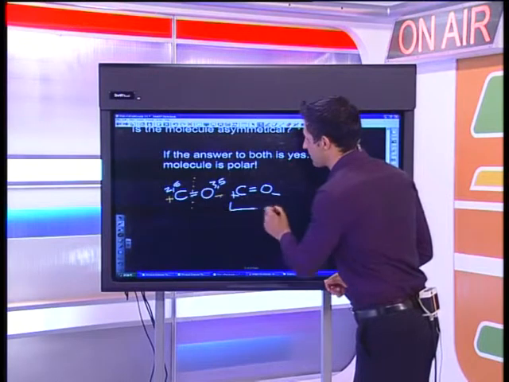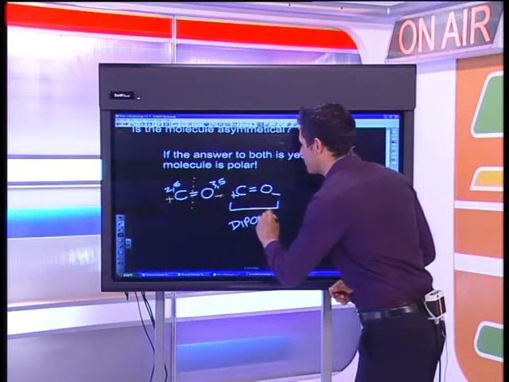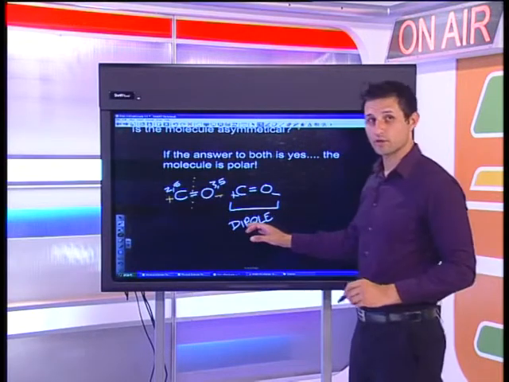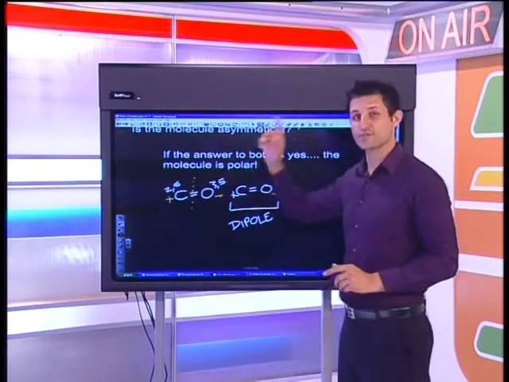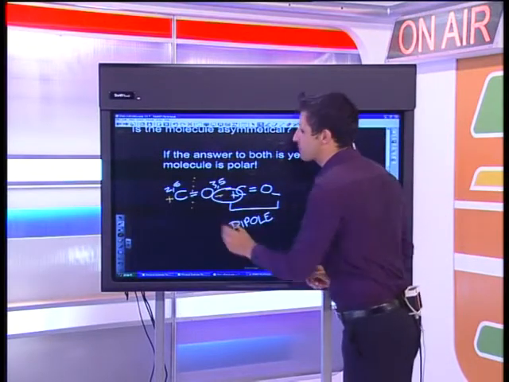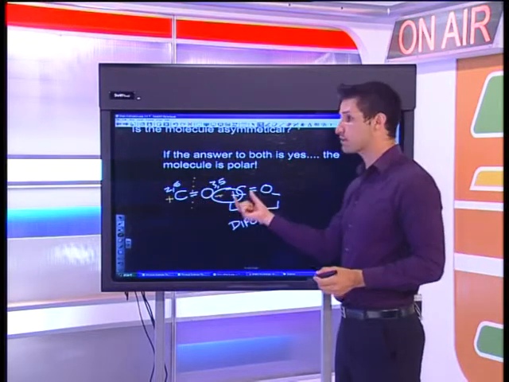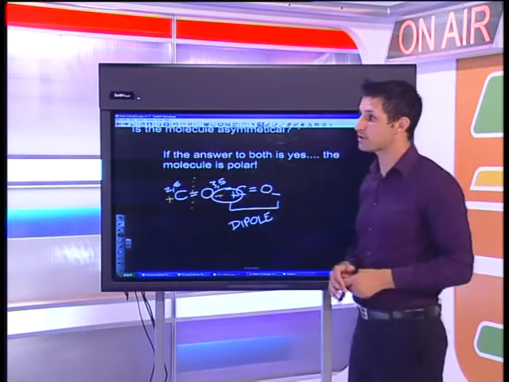Remember that this is a dipole, and I can call it a dipole now because I know that it's a polar molecule. One dipole is attracted to another dipole because of electrostatic attraction. There it is. I have my electrostatic attraction between the minus on the oxygen on one molecule and the positive carbon on the other. I hope that answers that question.